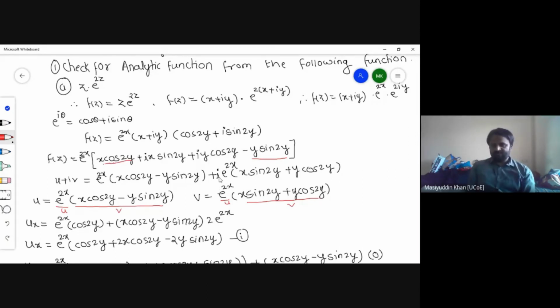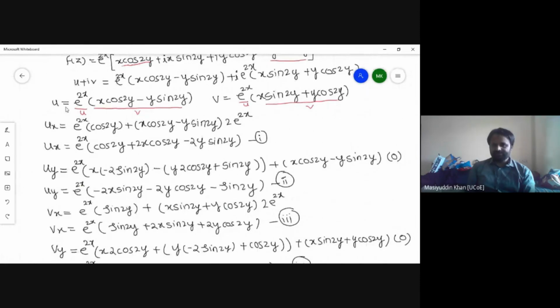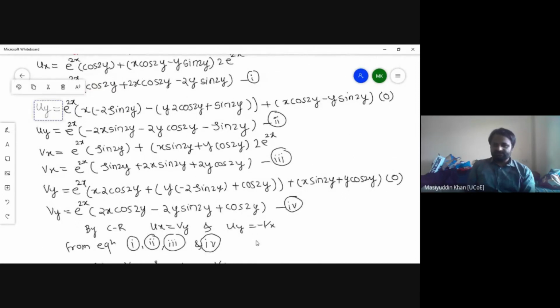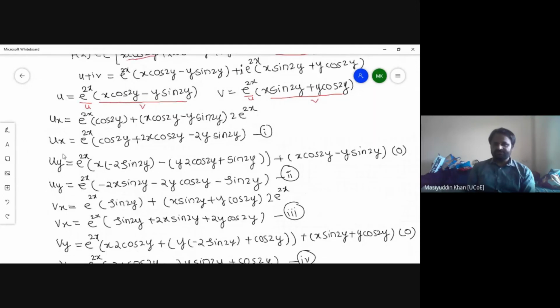After this part we just compare with the left hand side. So the real part is equal to u, you are getting this part, and the imaginary part you are comparing with v. So you are getting v is equal to e raised to 2x into (x sin 2y plus y into cos 2y). Now you have to differentiate, because we have to satisfy the CR equation. For the CR equation we need u with respect to x derivative, u with respect to y derivative, v with respect to x derivative and v with respect to y derivative. So we have to differentiate one by one.